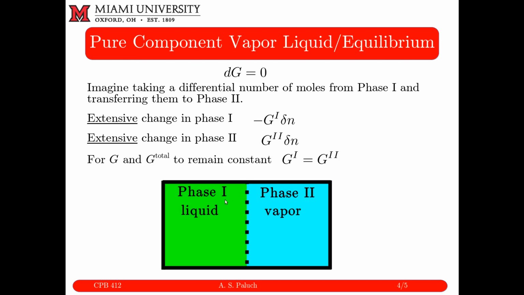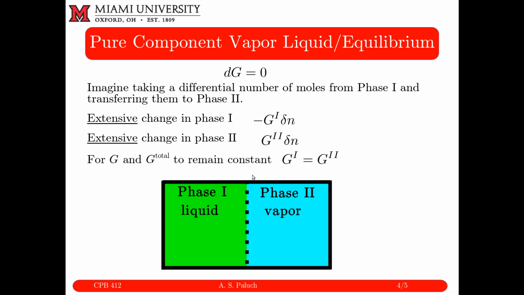If a differential number of moles, del n, are removed from phase 1, the change in the extensive Gibbs free energy of phase 1 is negative G1, the molar Gibbs free energy of phase 1, times the differential number of moles that are leaving phase 1. If moles are leaving phase 1, the only place they can go is to phase 2. So the gain in extensive Gibbs free energy in phase 2 would be G2, the molar Gibbs free energy of phase 2, del n. Right?